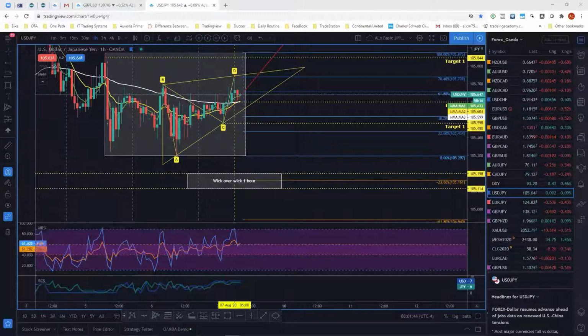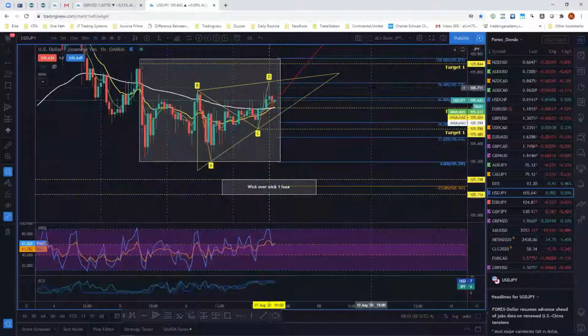Okay. The last alert that we had was the British USD. That was at 6:30. We also had one with the USD JPY at 6:30. So right now I've drawn out the USD JPY.